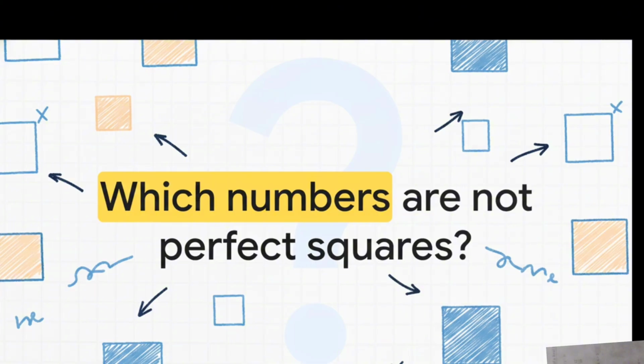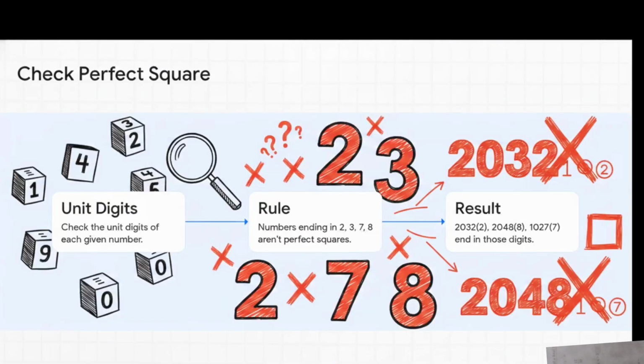It may look difficult if you compare the numbers, low and high. But don't worry, there's a very simple rule for this. To solve this quickly, let's apply the last digit rule. First, check the unit digits of each given number. A number ending in 2, 3, 7, or 8 can never be a perfect square. Let's apply our logic.